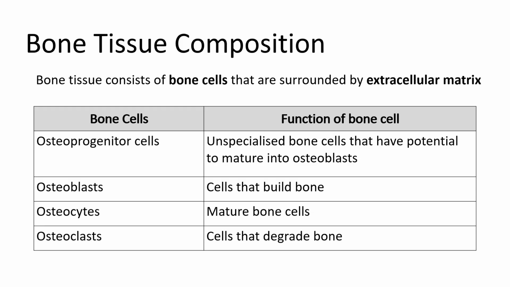Osteoblasts are often termed the bone-building cell, as they play a significant role in the development of new bone tissue. Osteocytes are the mature bone cells found in the skeleton. And finally, we have our osteoclasts. These cells are responsible for the breakdown of bone. So now that we've had a quick overview, the next portion of this video will explore each cell in more detail.